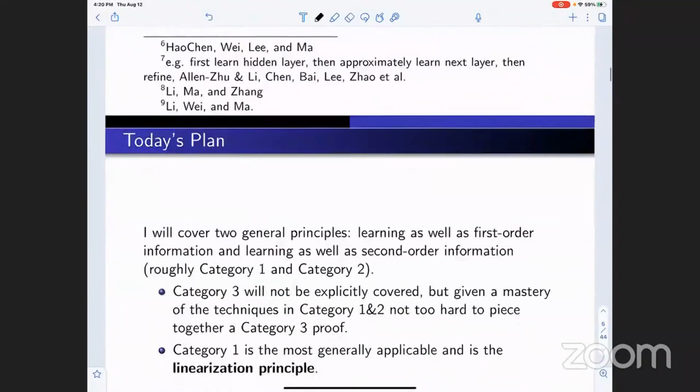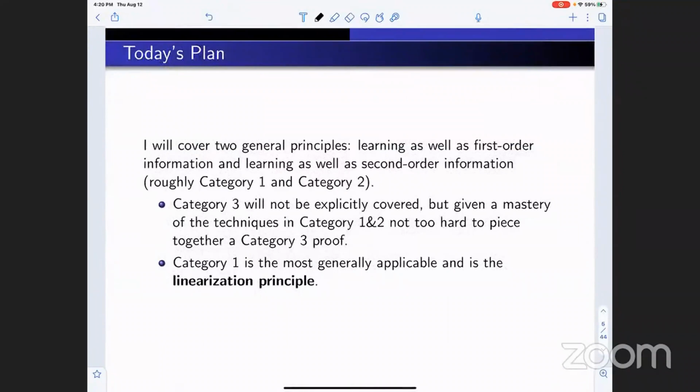Okay, so my plan for today is I'll try to cover using first order and second order information. I'll first talk about the linearization principle, as it's the most generally applicable, and then I'll move on to a little bit of things in category 2 and 3.